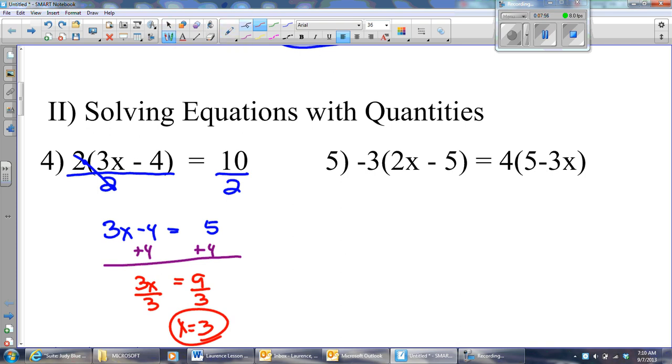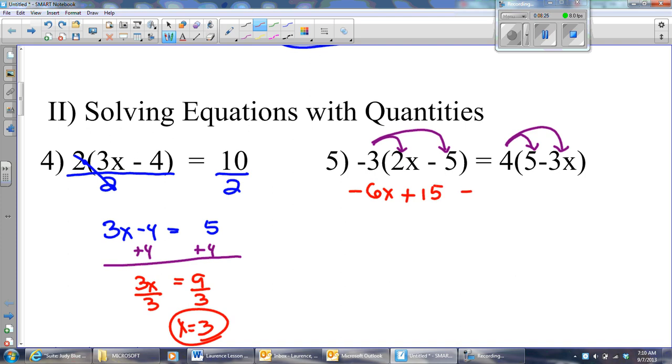Okay, let's go on to problem 5. This is not one where I would consider doing it like I just did problem 4. I'm definitely going to distribute on this one. I'll multiply the first quantity by -3. I'm going to multiply the members of the second quantity by +4. And so when I do that, I'm going to get a -6x plus 15. And on the right-hand side, I'm going to get a 20 minus 12x.